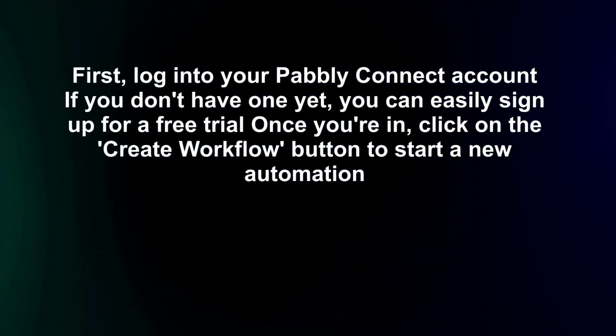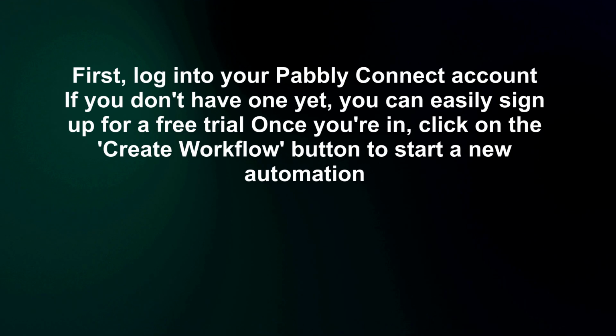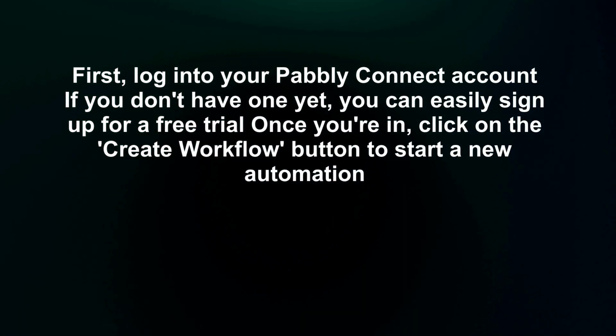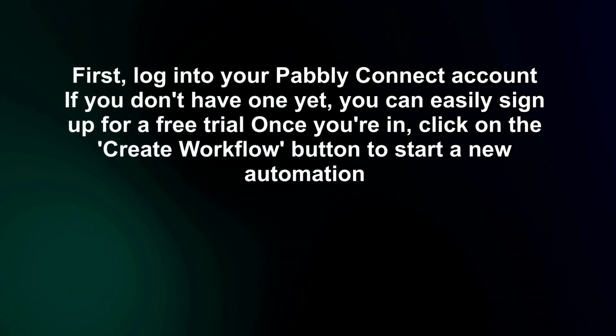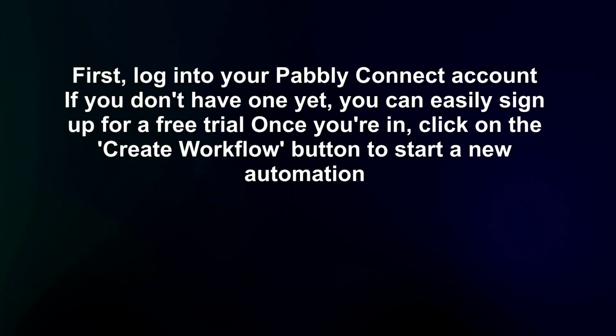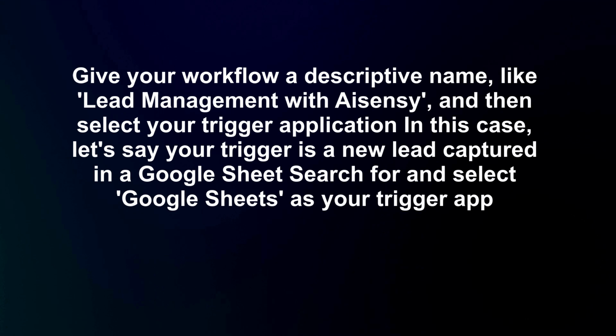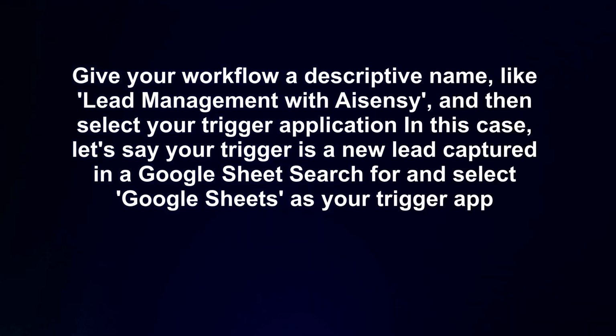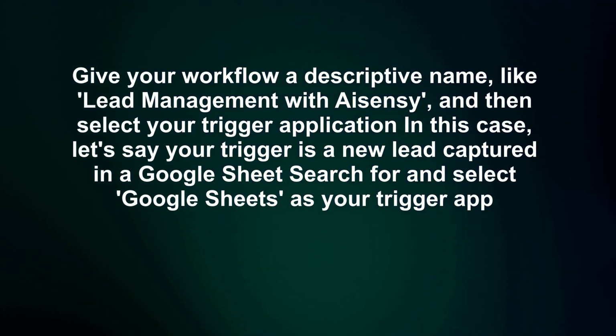First, log into your Pabbly Connect account. If you don't have one yet, you can easily sign up for a free trial. Once you're in, click on the Create Workflow button to start a new automation. Give your workflow a descriptive name, like Lead Management with Aisensy, and then select your trigger application.